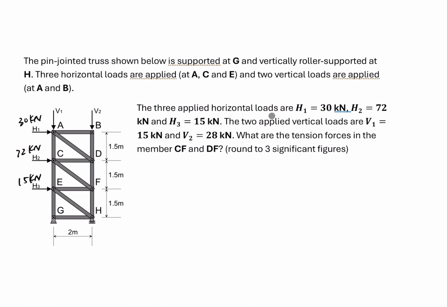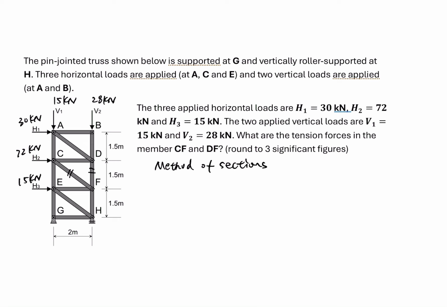We also have two vertical loads. V1 is 15 kilonewton, V2 is 28 kilonewton. And the question is, what are the tension forces in the members CF and DF? So we want to know the member force in CF and DF. Here we can use the method of sections to solve it.